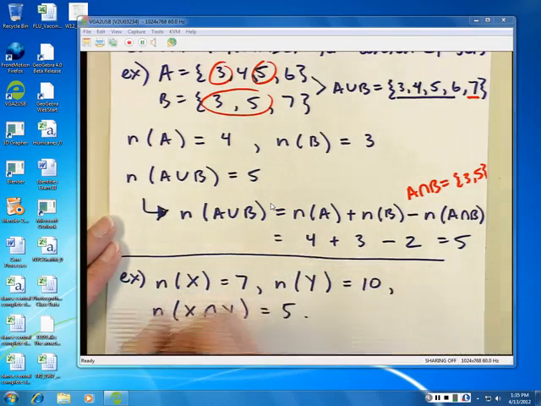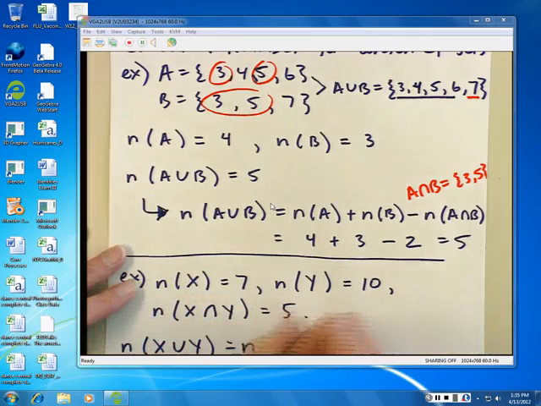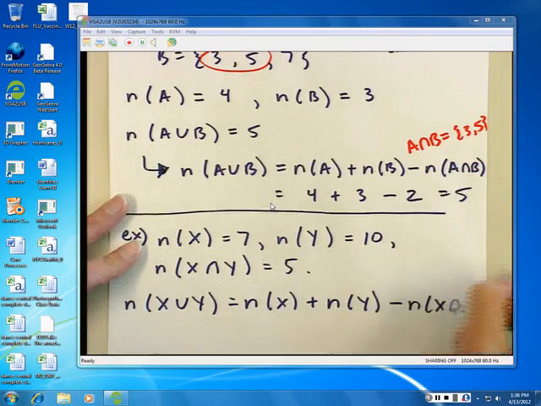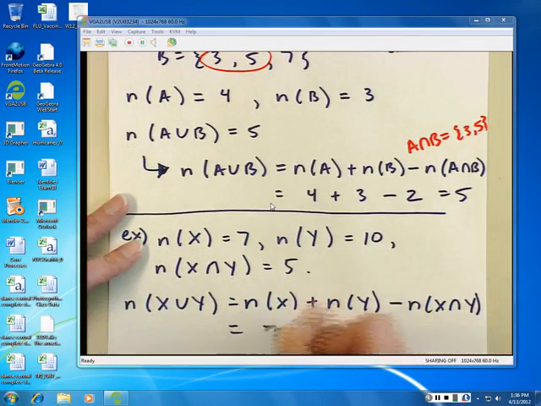If I want to find the number in the union, X union Y, I need to add the number in X plus the number in Y, but I need to subtract anything that was double counted, which means I'm subtracting the number in their intersection, X intersect Y. So now I just plug stuff in. So I've got 7 elements in X.